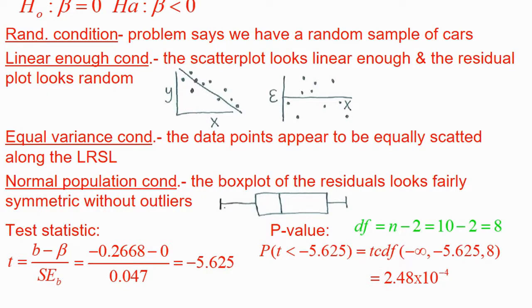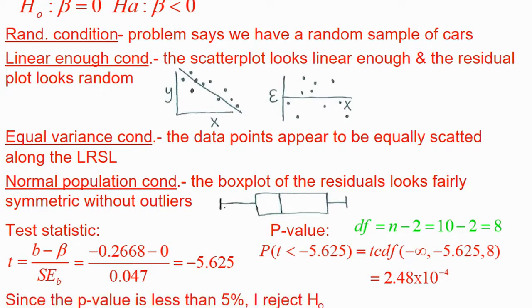And finally, to finish the test, make your decision and your conclusion. Since that p-value is really small, you would say, I reject the null hypothesis, and there is evidence of a negative linear relationship. Since the p-value is less than 5%, I reject the null hypothesis. There is evidence of a negative linear relationship between the odometer reading and trade-in value. I'll pause for questions, and then we'll do the confidence interval.